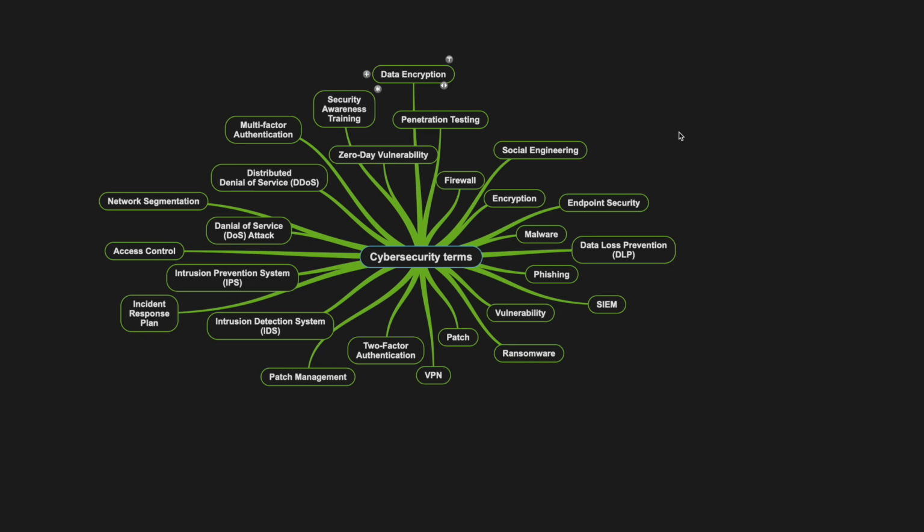Now, let's talk about data encryption. This is a process of converting plain text data into ciphertext using cryptographic algorithms to protect it from unauthorized access or interception. It ensures that only authorized parties can decrypt and access the data.